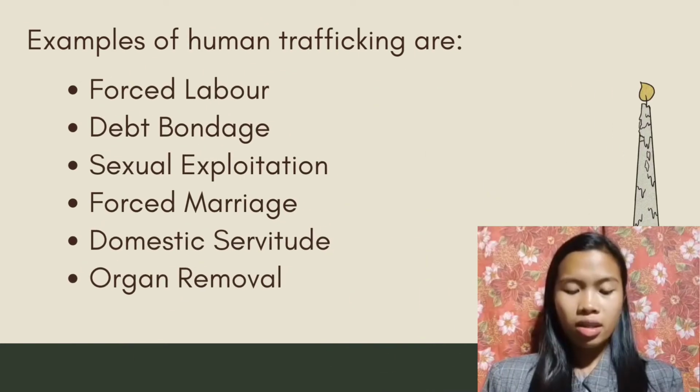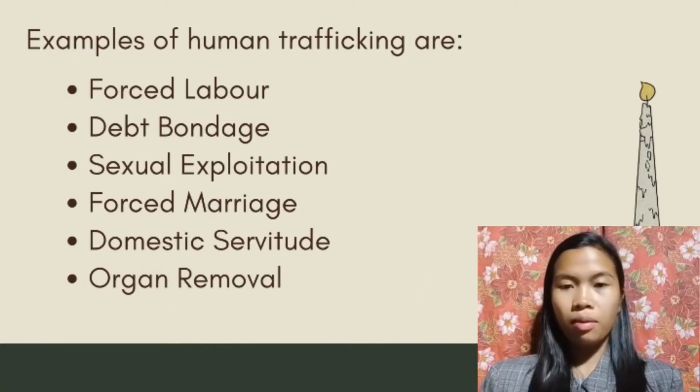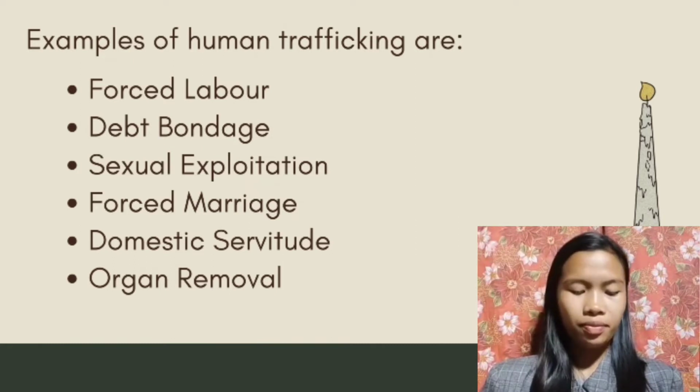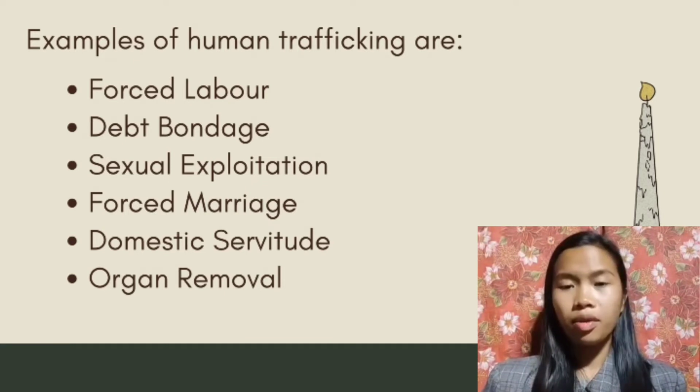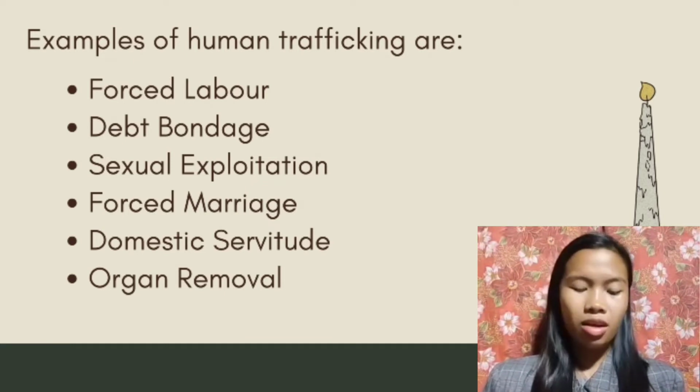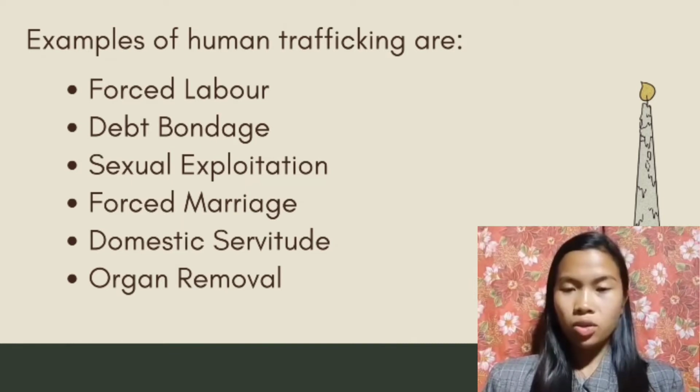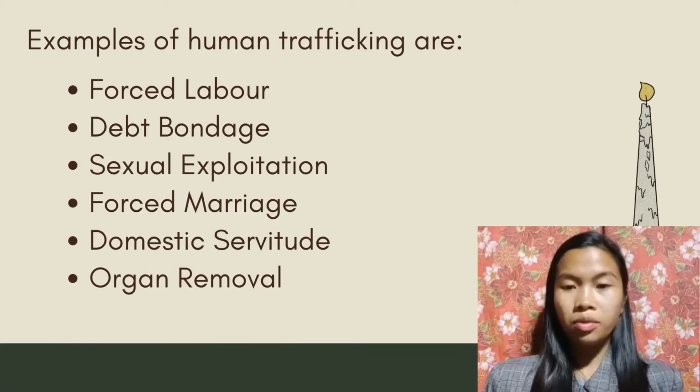There are elements, types, and problems about human trafficking. Human trafficking in persons is a serious crime and a grave violation of human rights. Examples of human trafficking are forced labor, debt bondage, sexual exploitation, forced marriage, domestic servitude, organ removal, and so on.